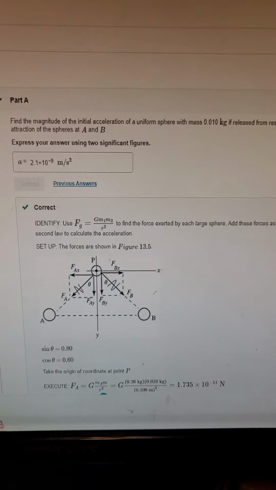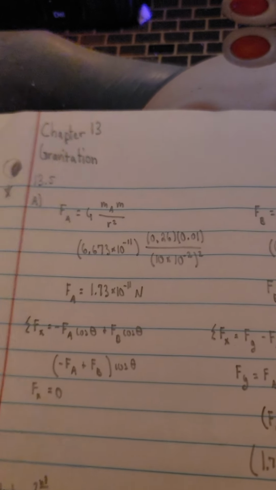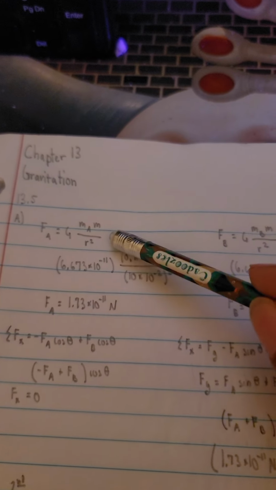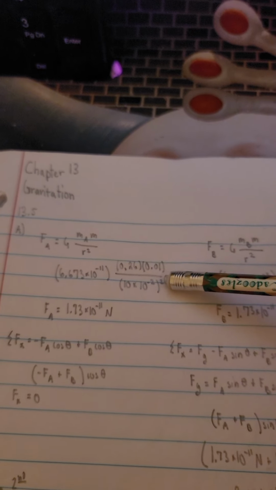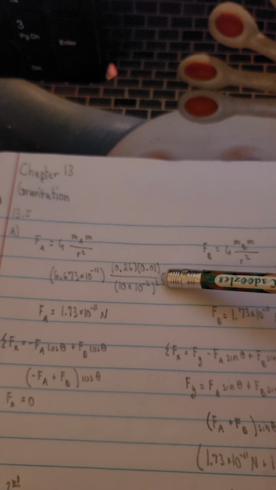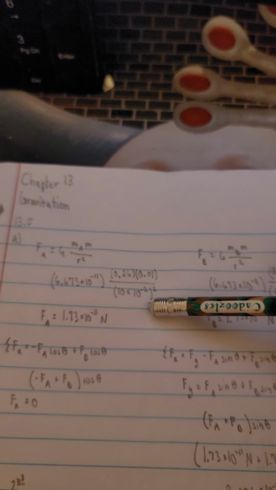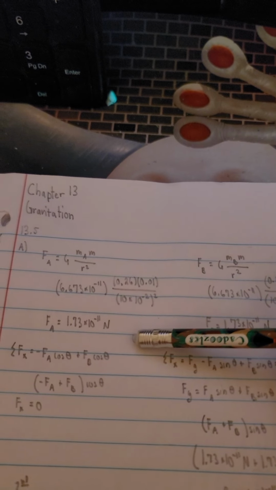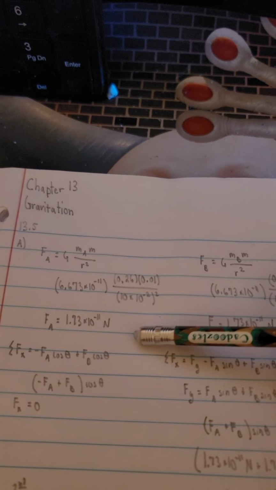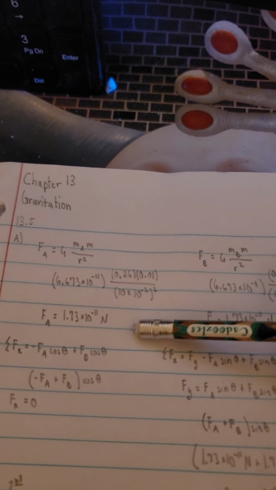and B. So we're going to start off with Newton's law of gravitational force and figure out the gravitational force of A, which is done here. So we get the gravitational constant, the mass of A, the mass of the sphere being acted on, divided by the radius, which is 10 centimeters, and then we divide by 10 centimeters squared, which gets us the 1.73 times 10 to the power of negative 11 newtons.